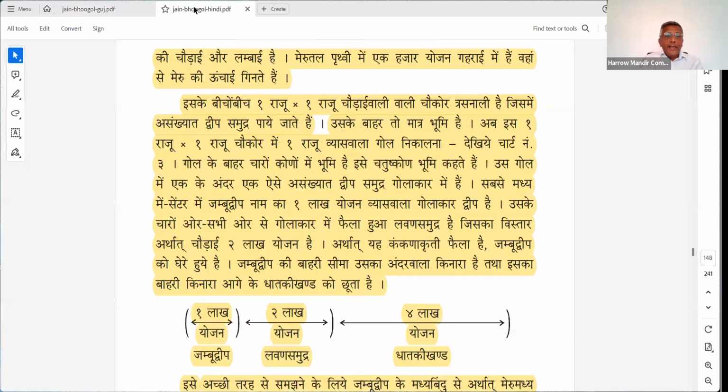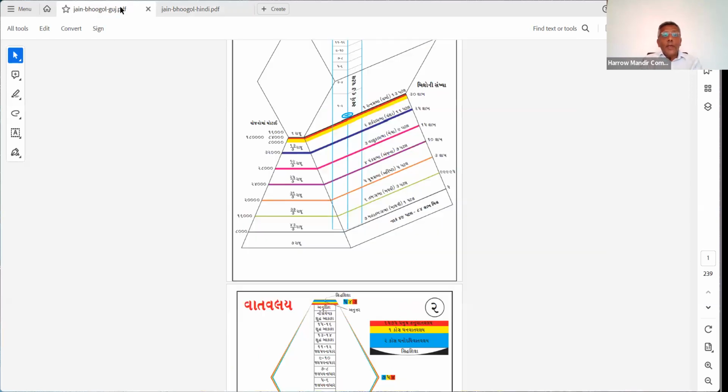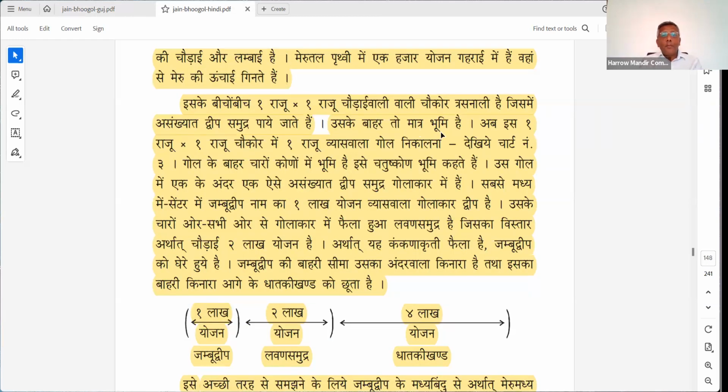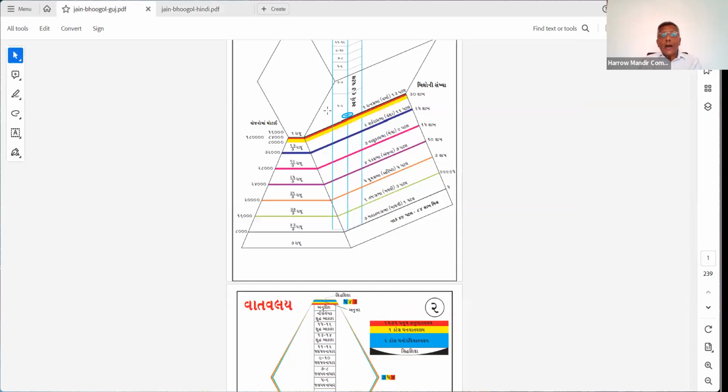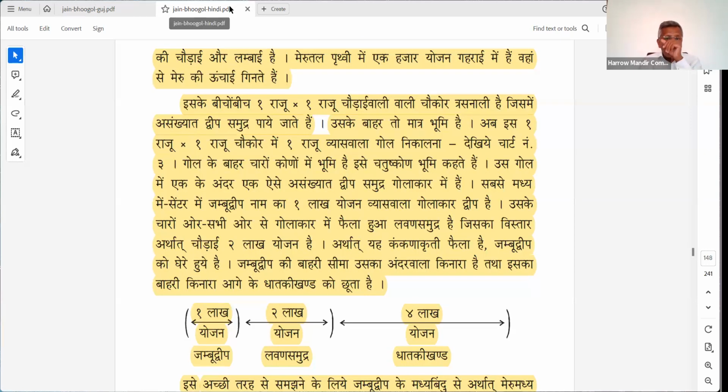So this area is one Raju by one Raju, in the middle of which is a square trasnali in which the uncountable islands and oceans are found. So the Asankhya Dweep and Samudra are within the trasnali. Outside the trasnali, there is just land. There is nothing else there except for one sense beings. Only one sense beings reside outside the trasnali, but we are concentrating on the area in the middle.